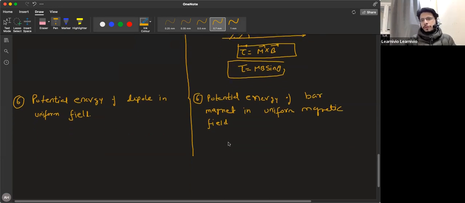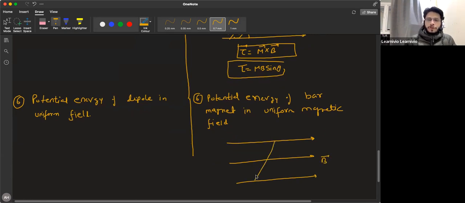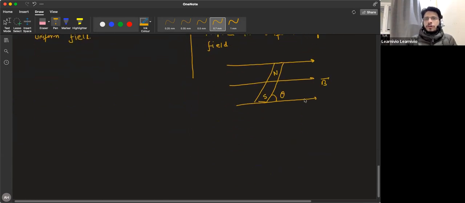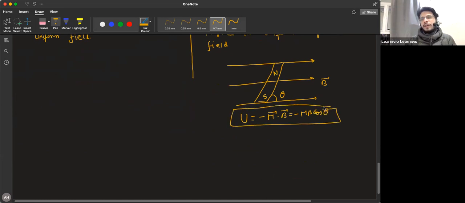So this is a uniform field. In the uniform field, we place a bar magnet here. This is the south pole, this is the north pole, at an angle theta. Due to interaction of the bar magnet with the field, the system will have some potential energy, which is minus m dot B. See, this section is a repetition of the electric dipole. If you know the electric dipole, that means you know this bar magnet.